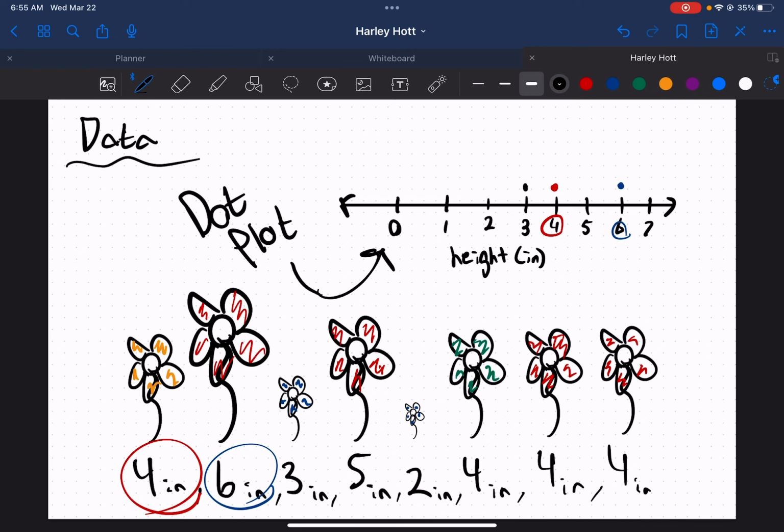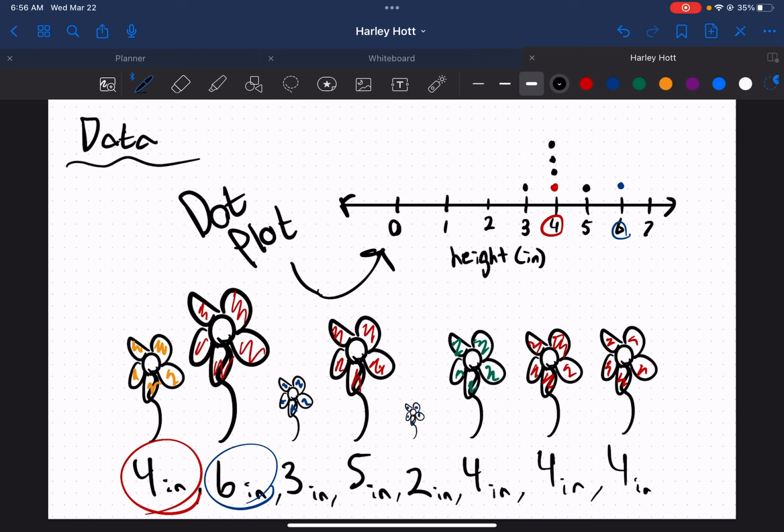And see, the next one was 3, so we put a dot above 3. The next one was 5, so we're going to put a dot above 5. Then we had 4, so we're going to put another dot above 4. Then we had another 4, and then another 4. Right? That's all you do. So here's our dot plot representing our data, and now we can, in one quick glance, look at it and get an idea of what's going on here.